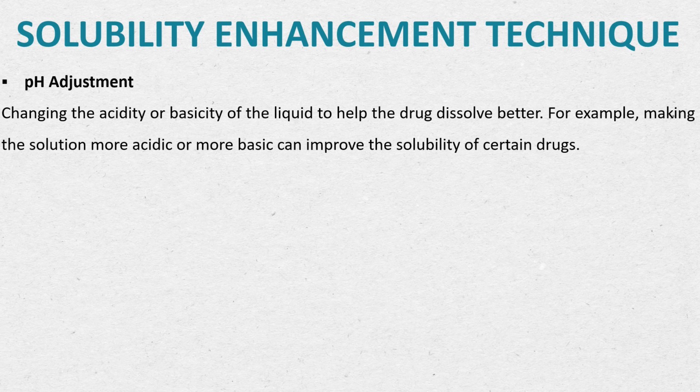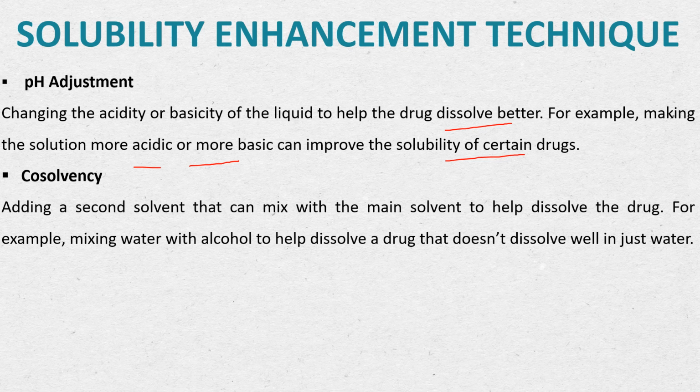Next is solubility enhancement techniques. So what are the techniques? First is pH adjustment. So changing the acidity or basicity of the liquid to help the drug dissolve better. For example, making the solution more acidic or more basic can improve the solubility of a certain drug. Next is co-solvency. So adding a second solvent that can mix with the main solvent to help dissolve the drug.